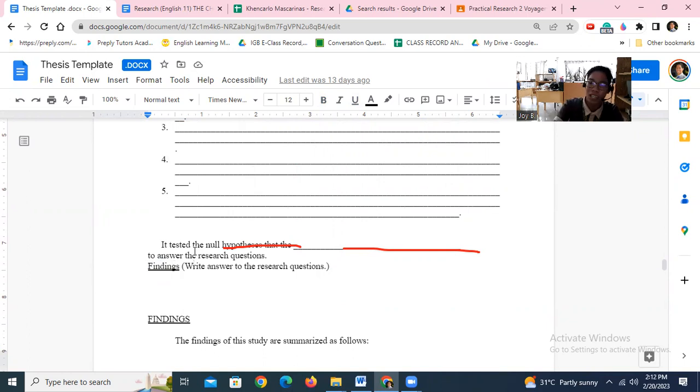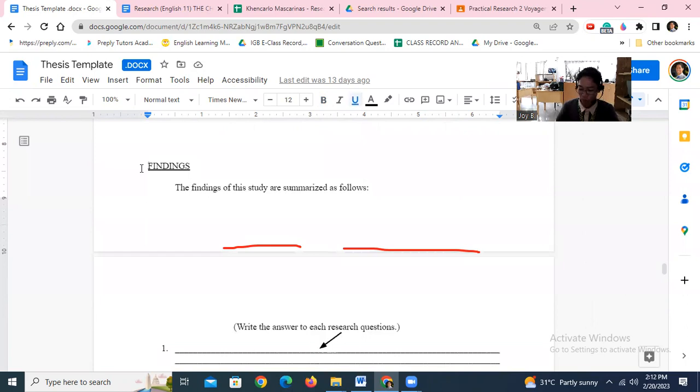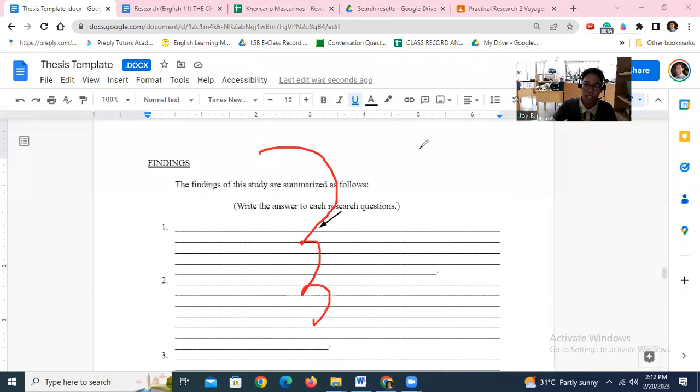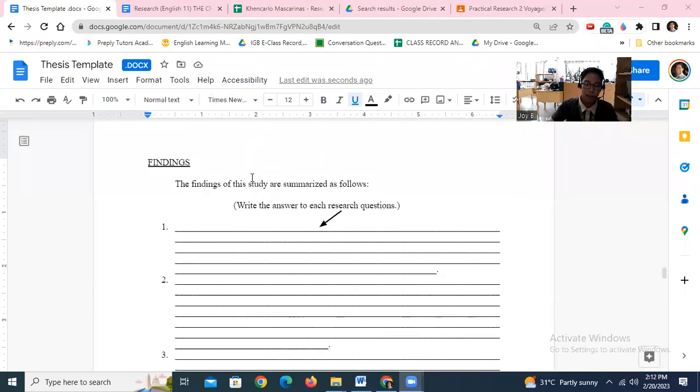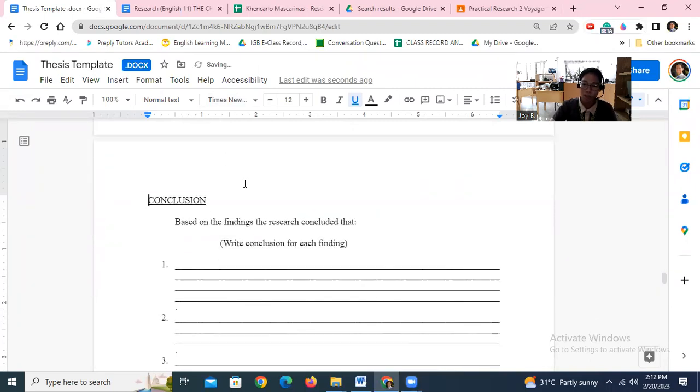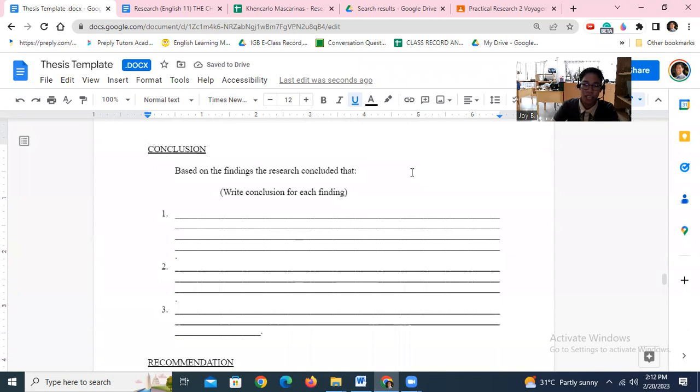But kapag merong significant difference, you put the answer here. And next part is we have the findings. Pag sinabing findings, you will answer the questions in the upper part. So you will put your answer here. Nakuha? Then pagkatapos malagay ang findings, meron tayong conclusion. So ilagay dito anong conclusion, ano masasabi mo once you are finished conducting your research.